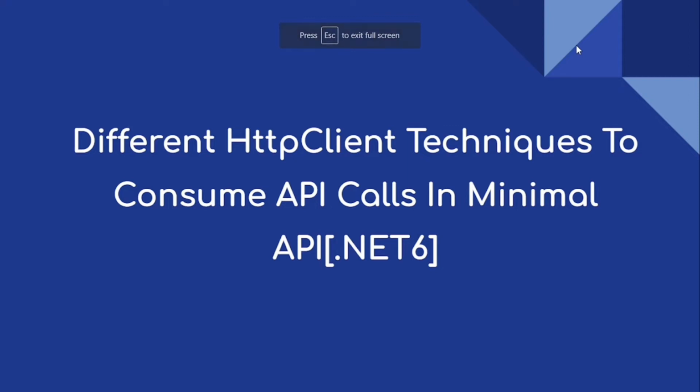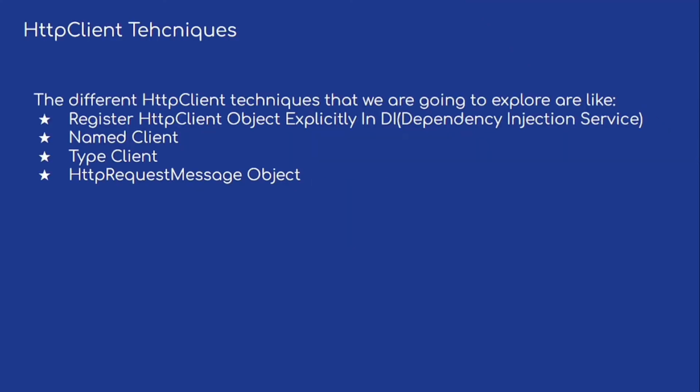Hi everyone. Today's video is on different HTTP client techniques to consume API calls in minimal API. There are mainly four different HTTP client techniques to consume a third-party API: registering the HTTP client object explicitly in DI, which is one possibility, named clients, typed clients, and HTTP request objects. These four techniques can help invoke third-party APIs, and in this demo we are going to do that invoking from minimal API endpoints.